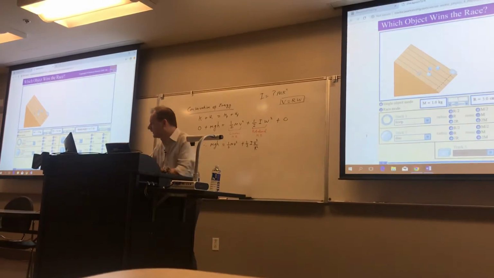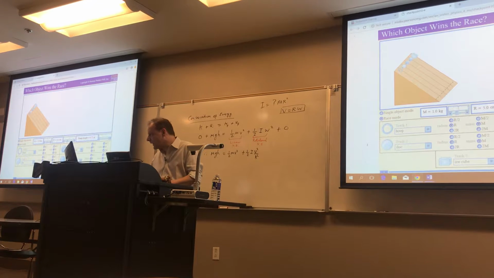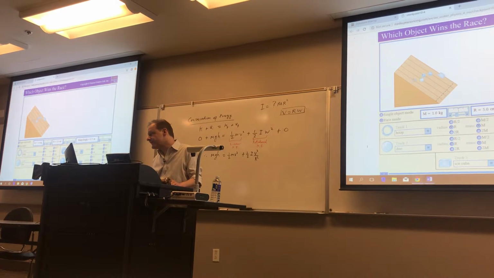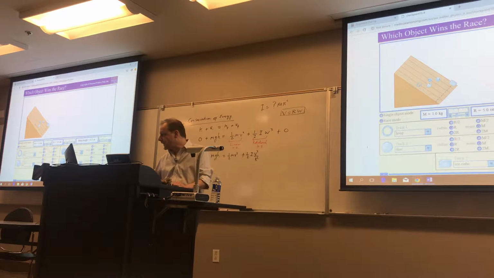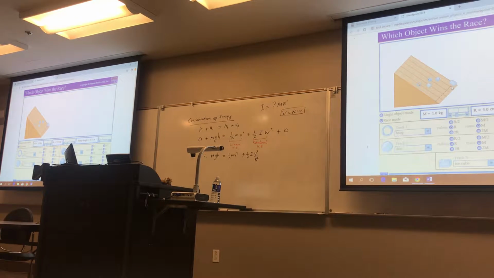Won the race. I'll run that again. So you've got 5 objects to look at. Which object is winning? Right, the solid ice cube. That last one is an ice cube. Why is the ice cube winning the race?